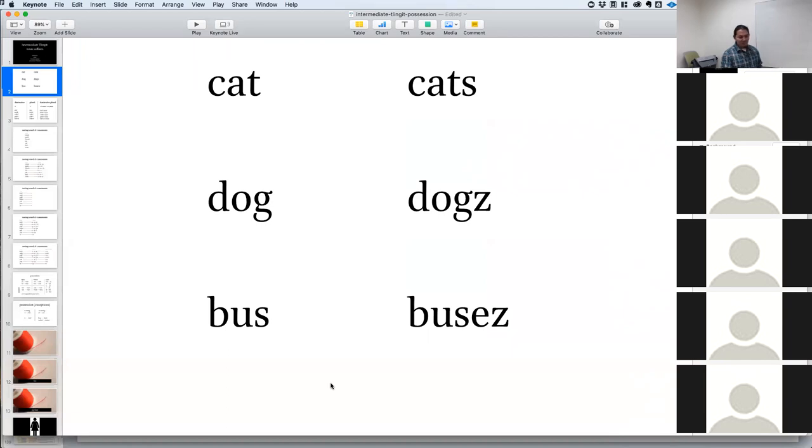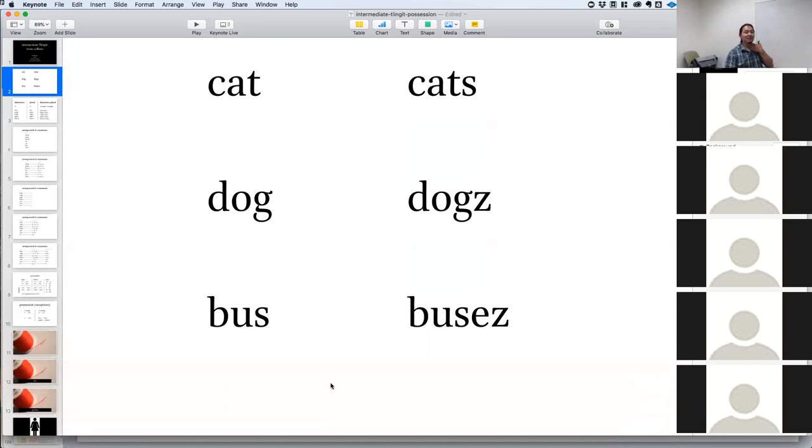What's the rule? Or what are the rules? It ends in a voiceless consonant, and the sound after it is voiceless. Yes, we have a linguist among us. So if it's voiced at the end, then the S is voiced. And if it's not, then it's not, right?